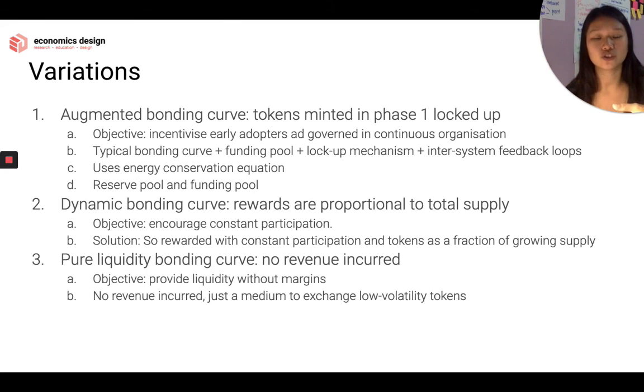So when you burn your tokens, you get slightly less back, and that money goes to the funding pool. Also, tokens are minted and locked up in phase 1. As you reach mass adoption, tokens are then minted in phase 2 that can just be used. All of these are tied into governance in a continuous organization. So for people with tokens minted and locked up, to unlock them they have to be voting and active in the governance mechanism or governance protocols.